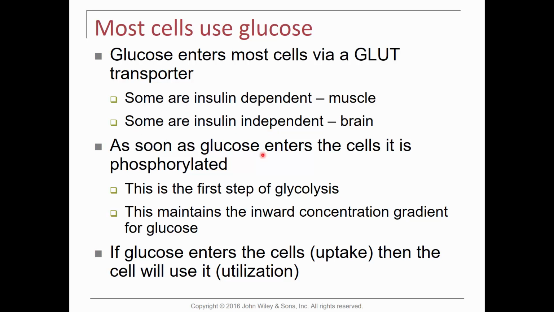Now, as soon as glucose enters the cell, it gets phosphorylated. That's the first step of glycolysis. So a couple of things happen. You get glucose into the cell, you phosphorylate it and get ready to get it into glycolysis. But if you phosphorylate the glucose, now it's glucose 6-phosphate. It's not glucose anymore. And you maintain the inward concentration for the facilitated diffusion of glucose.